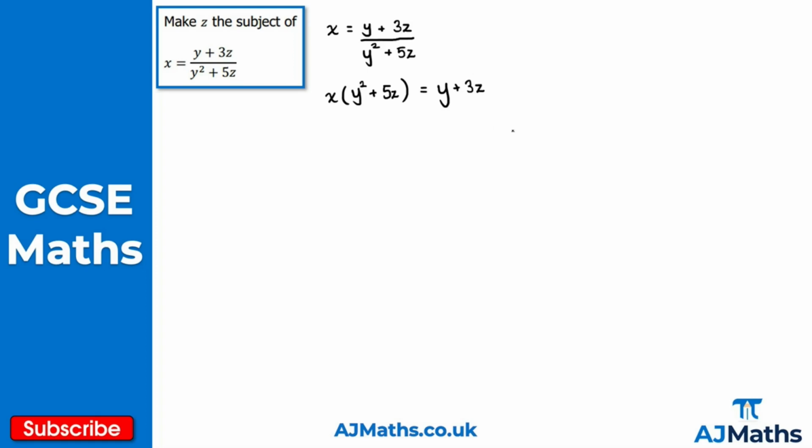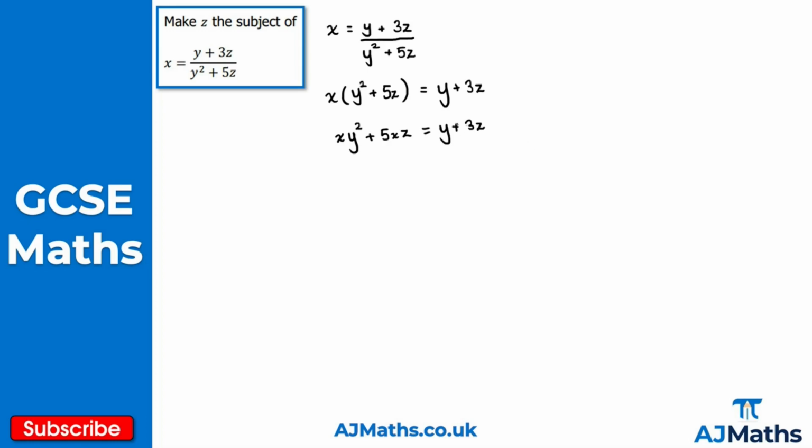So from here now, what I want to do is expand this single bracket here on the left hand side. So we'll get xy squared, then we'll get 5xz, like so. And this will be equal to y plus 3z. So obviously the right hand side here won't change. We've not done anything to that. So here we're making z the subject. So what I want to do now is select anything that involves z on one side of this equation, and anything that doesn't involve z on the other side of the equation.